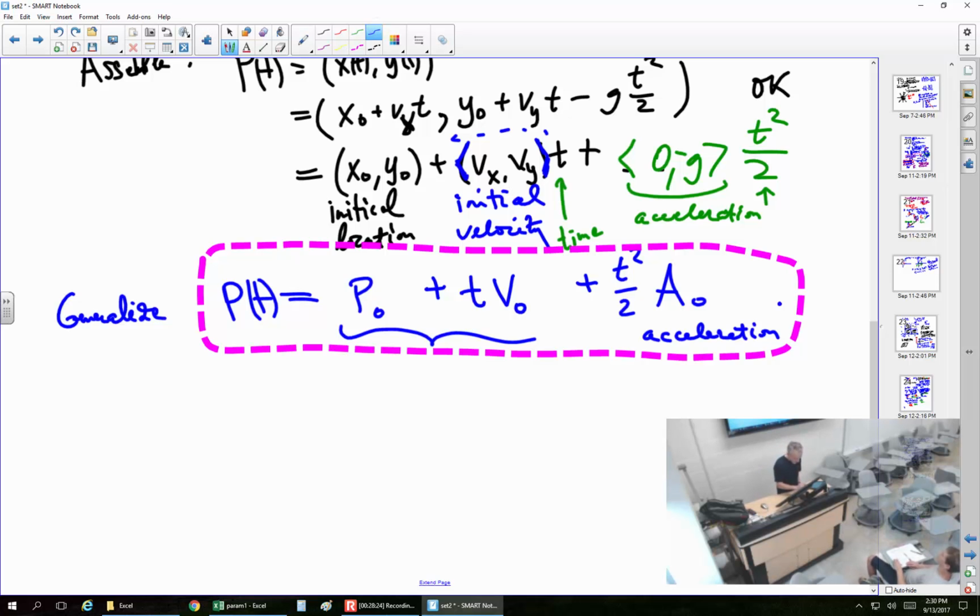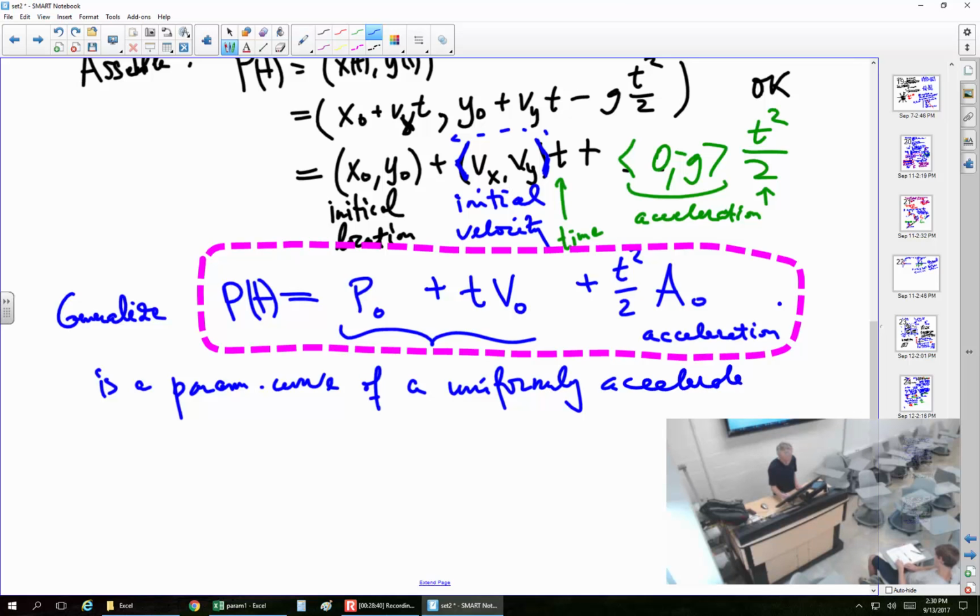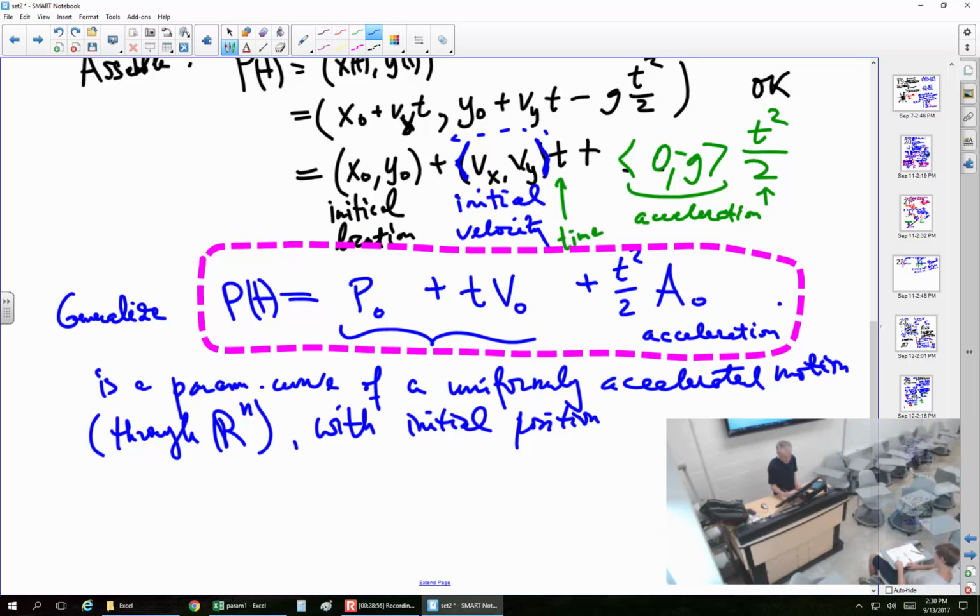So this is a parametric curve of a uniformly accelerated motion through any space, with specifically our initial position P naught, so the initial set of prices, our initial velocity, so you detected how fast the prices are moving right now, and thirdly, you have some kind of theory that you're testing. The acceleration is A.